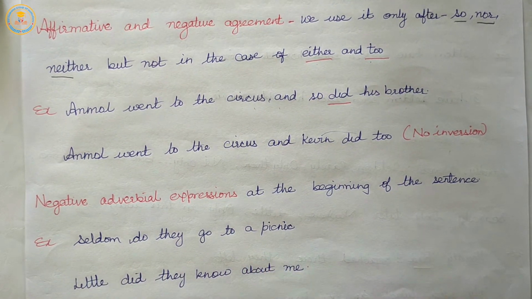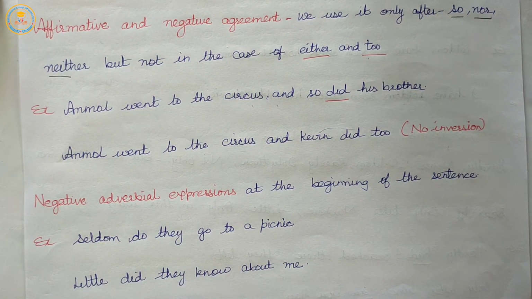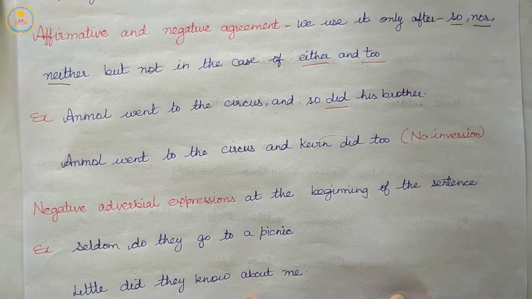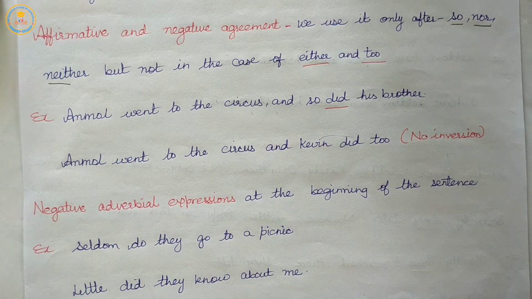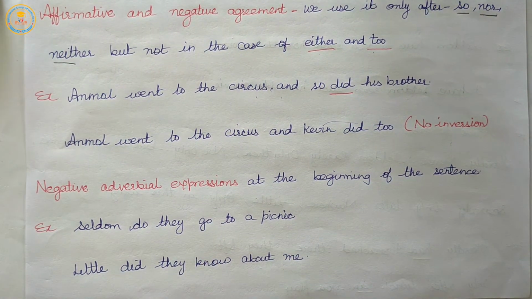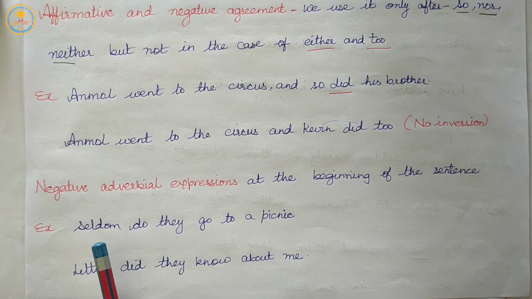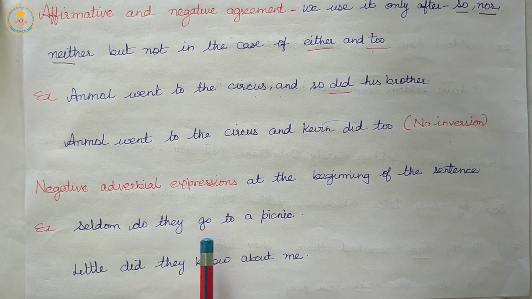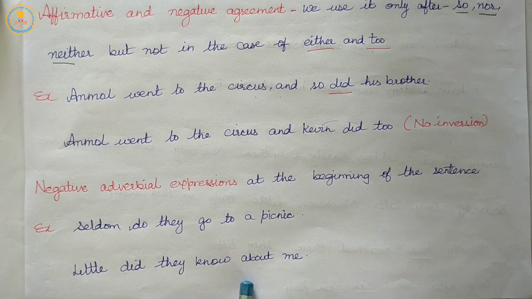And in negative adverbial expressions, when they are at the beginning of the sentence, we will use inversion. Listen carefully. We use it at the beginning of the sentence when there is a negative adverbial expression. Example: Seldom do they go to a picnic. Little did they know about me.